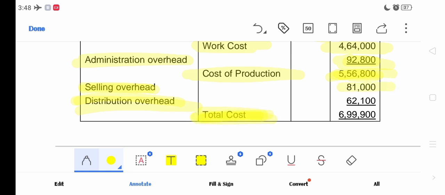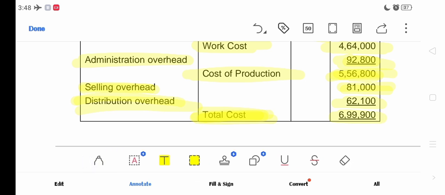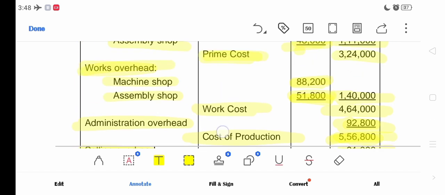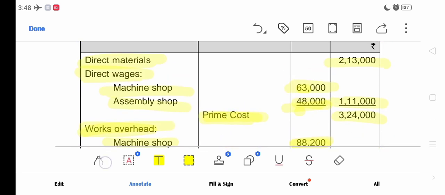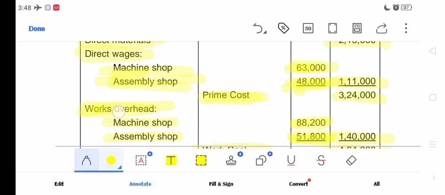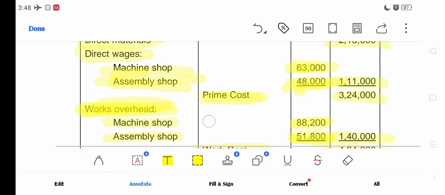So after adding this selling overhead of 81,000 and distribution overhead of 62,100, you're going to get the total of 6,99,900, right? Yes. So this is the cost sheet we have prepared. Here if you observe, for the machine shop this is the amount, and for the assembly shop this is the amount, and the works overhead amounts are there.